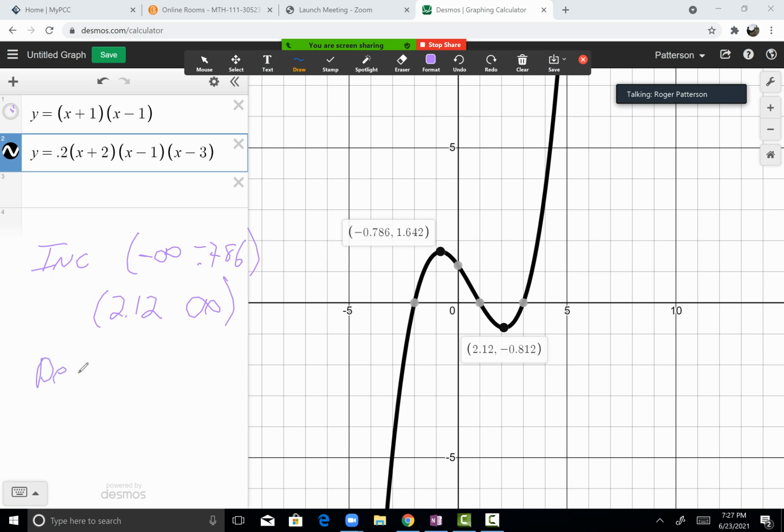Now I'm going to say, when does it decrease? Well, it's going to decrease from those 2 points, the negative 0.786 and the 2.12. And everything else, that's how it works. So, up, increasing, down, decreasing, back up. Any questions on that?